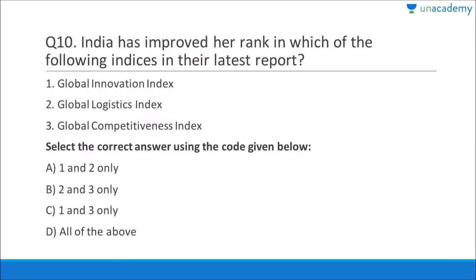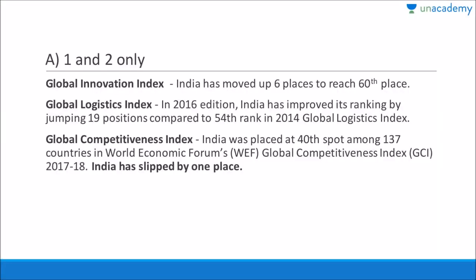Question number 10, India has improved her rank in which of the following indices in their latest report? Global Innovation Index, so that is correct. Global Logistics Index, so that is also correct. Global Competitiveness Index, this is wrong because we have slipped by one place. The answer here is A, 1 and 2.